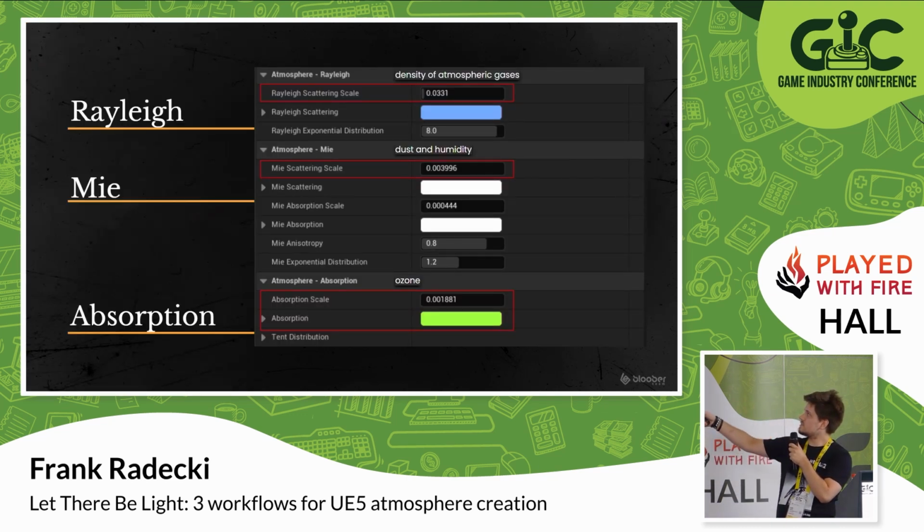So here's rayleigh, that's the first value. And rayleigh is the density of atmospheric gases. So if you want to achieve more, I don't know, like an atmosphere on Mars or on Saturn, you want to raise this value. There's mie, that's dust and humidity, and absorption, which is ozone, and I will get to it in a second.